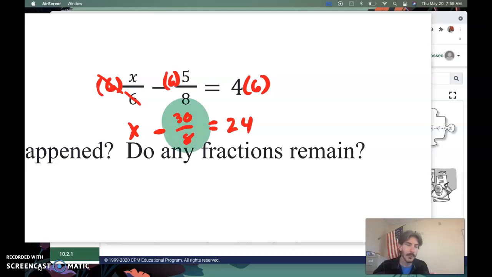I recognize that both of those things have a factor of 2 that goes into them. 30 is divisible by 2, 8 is divisible by 2. I'm going to rip out that greatest common factor, and I'm going to rewrite that as 15 over 4. If you're not sure what I'm doing there, I'm taking this and dividing by 2, I'm taking this and dividing by 2, and just rewriting that fraction.